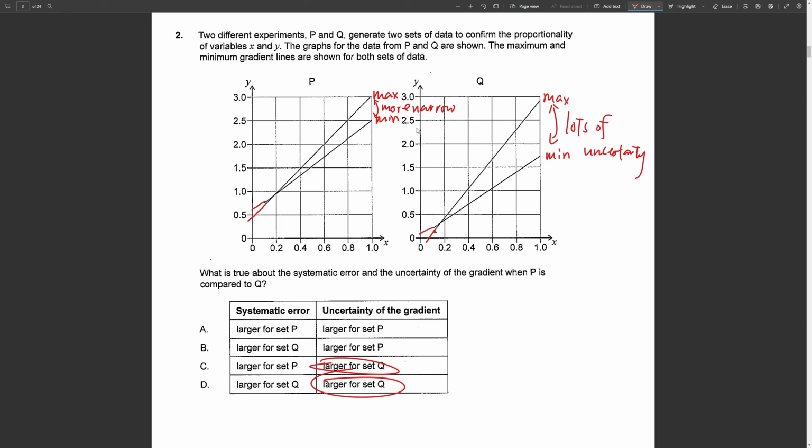Okay. Next, we check their y-intercept. Because this is an experiment trying to confirm the proportionality between x and y, we expect the graph to pass through the origin. And you can see here, Q could possibly pass through the origin. But P is not passing through the origin. So there is a greater systematic error in P, because it can't pass through the origin. Probably the setup was wrong at first. Then we choose C here.